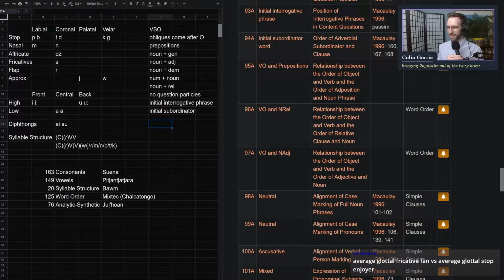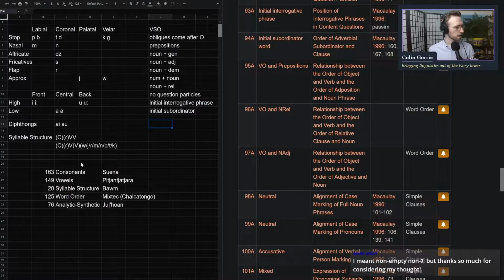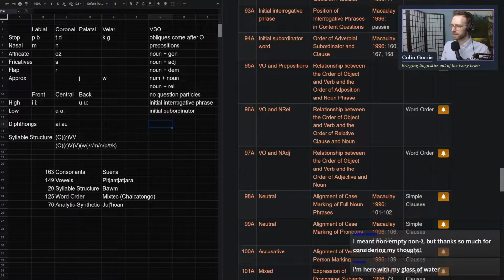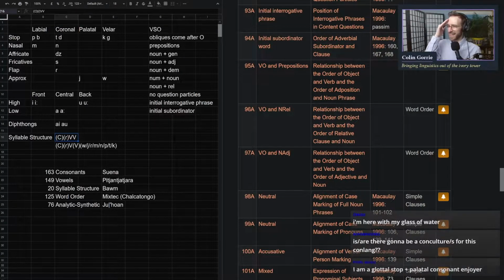All right. So, Raven, you meant non-empty. So to allow non-empty, non-glottal stop. Okay, there are too many negatives there for me to parse.